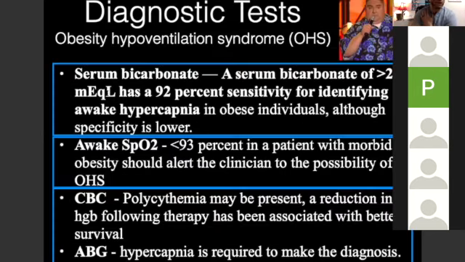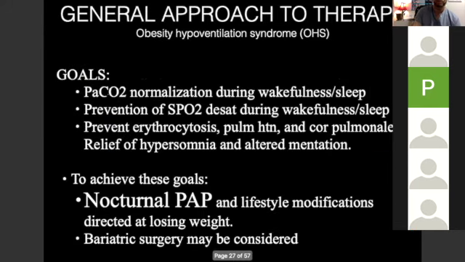All right, so we have serum bicarbonate. Anyone you suspect for OHS, look at their bicarb. If it's greater than 27, it's 92% sensitive for identifying OHS, and get a room air blood gas. You'll notice on the OHS patient that the saturation is not good, and that's because of dynamic airway compression and shunt. And you might even see polycythemia, and again, hypercarbia on ABG.